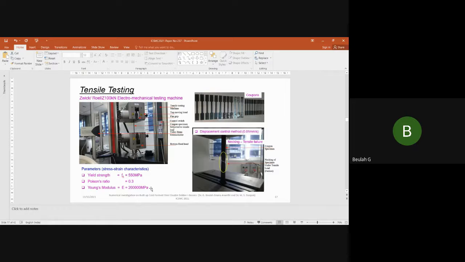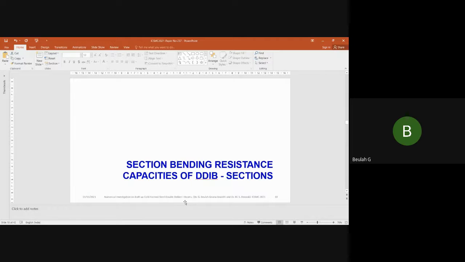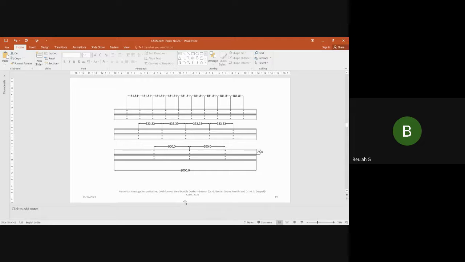And since this work involves only numerical studies, because we couldn't do any validations practically, I have validated against the work done in the previous literatures, in which the geometrical parameters, yield strength, Poisson's ratio, and the Young's modulus have been taken from the literatures. So here, these are various screw spacings. As I've told you, 3 screws, 5 screws, and then 10 screws. So here it is 3 screws, here it is 5 screws, and this is 10 screws, so that the spacing between the screws becomes 500, 333, and 181 respectively.